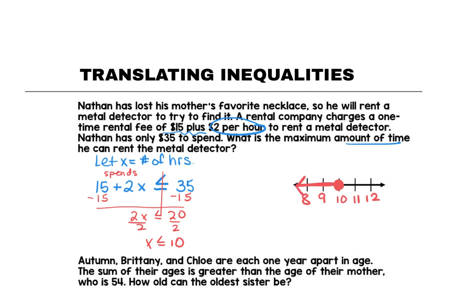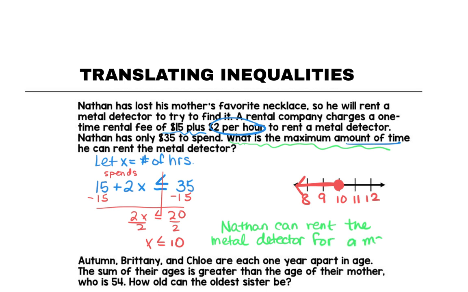Now what I say, whenever the question is in words, you have to give your answer in words. So we're going to give our answer in a complete sentence. And to figure out what that sentence is going to be, we can go back to the question. What is the maximum amount of time he can rent the metal detector? So we can say Nathan can rent the metal detector, and I use the words that were in the question, for a maximum of 10 hours.